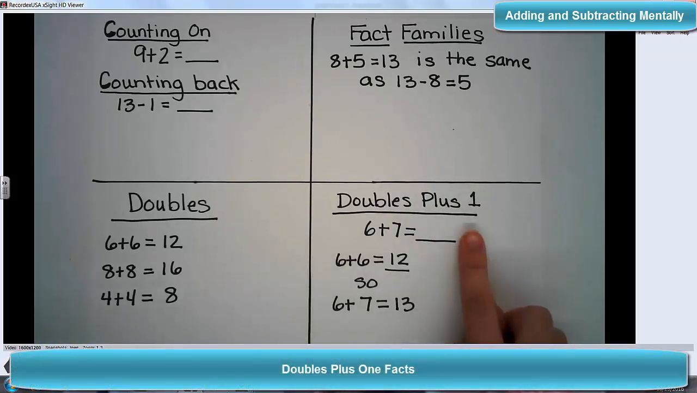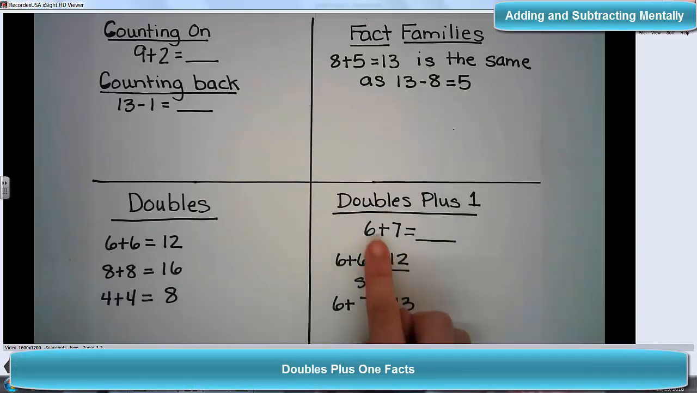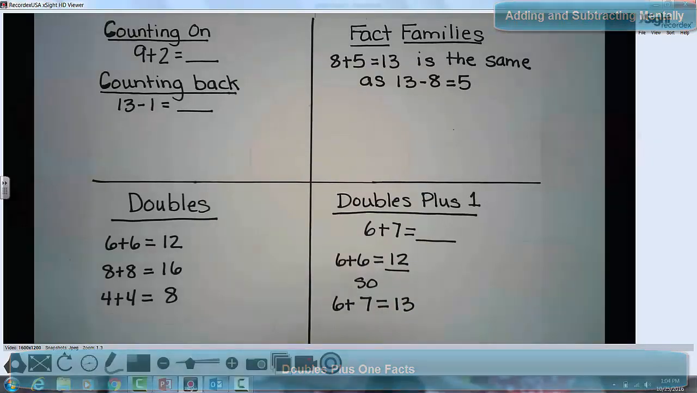Doubles plus 1 is very similar to doubles facts. Here we have 6 plus 7. A student already knows that 6 plus 6 equals 12, so 6 plus 7 is 1 more, with a sum of 13.